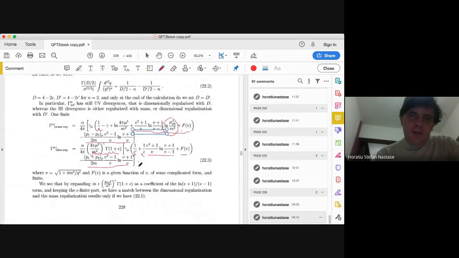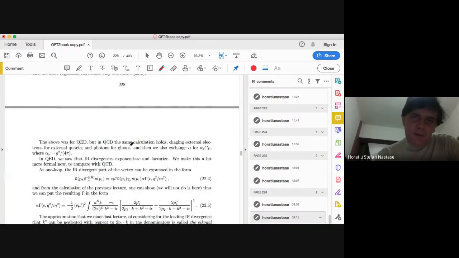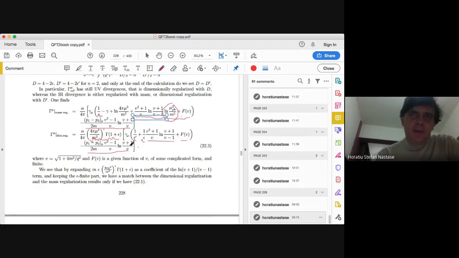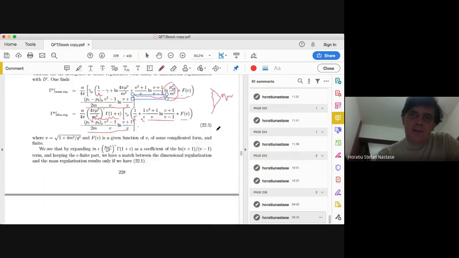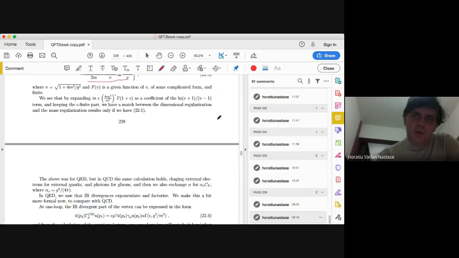Okay, so this is the example of QED. As I said, for QCD, things are a bit more complicated. But for the vertex itself, if I consider the same Feynman diagram, with a photon here, the same Feynman diagram like this, but just instead of electrons here, put quarks, and instead of photons here and here, put gluons.